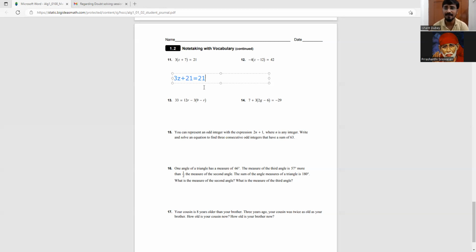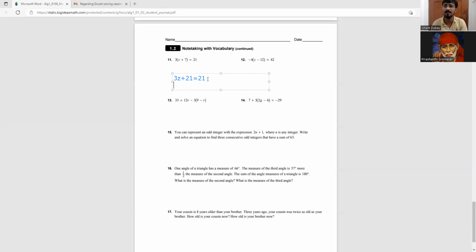Now, as I said, we have to segregate the variable on one side and the constant on one side. Yes, sir. Now on the left hand side you can keep all the variables, and on the right hand side all the constants.